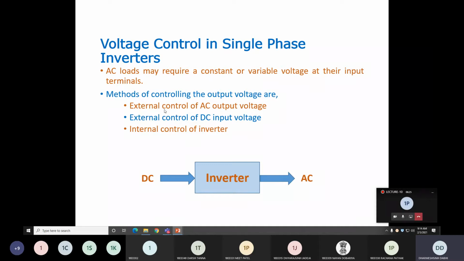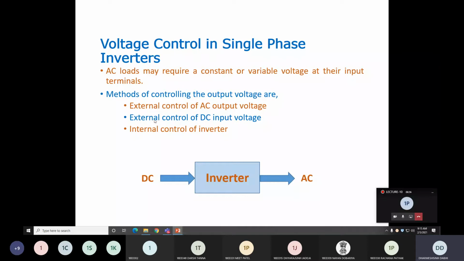It means by using any external device you can control the AC output voltage. And then the second method is the external control of DC input voltage. In that also there are a number of methods by which you can control the input DC voltage given to the inverter. Ultimately your aim is to control the output voltage of your inverter. But in both these methods you require external devices. That's why it is called the external control method.